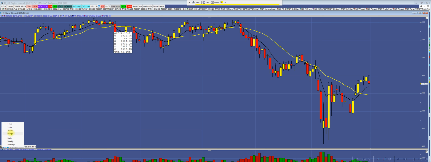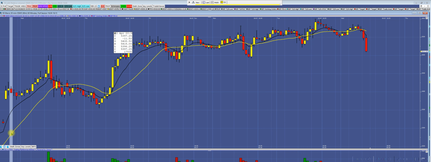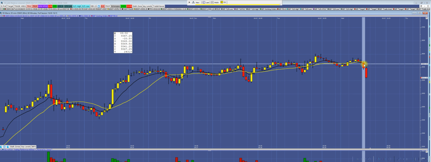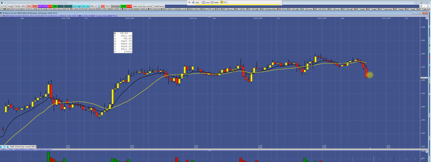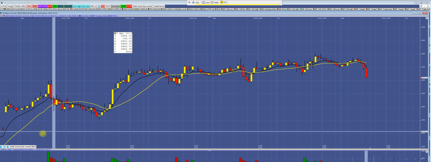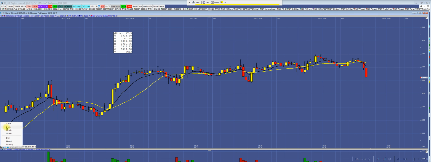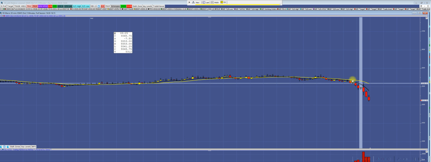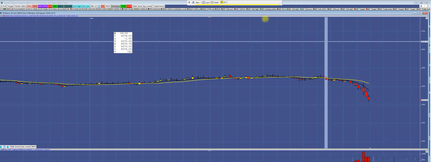All right, going to the intraday, you see that we've broken down. We were in a sideways move, and then we've broken down and are now below the 9 and the 20. So the upward trend has been violated. And then just going to the 5-minute, you can see that we're getting slope and separation to the downside.